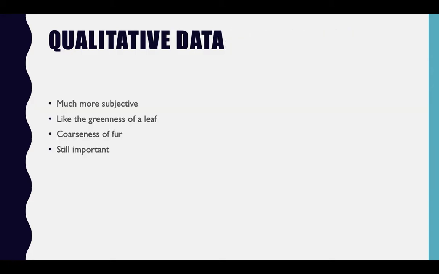And then there's qualitative data, which is a lot more subjective, such as the greenness of a leaf or the coarseness of fur. But that kind of stuff is still important because it does tell you certain qualities about your data.